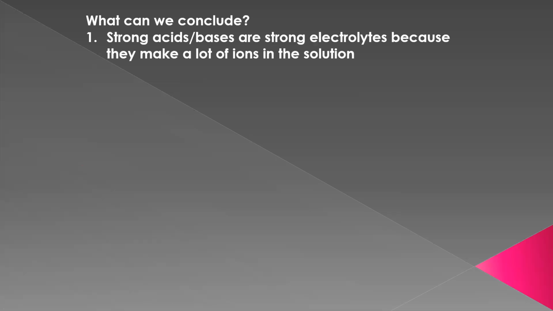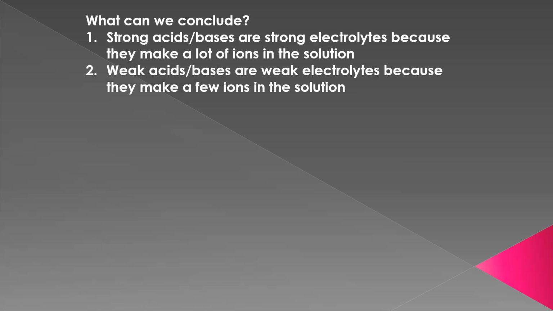Now we're going to make a conclusion for weak acids and weak bases. If strong acids and strong bases make a lot of ions in a solution, guess what weak acids and weak bases do? Yeah. Weak acids and weak bases are weak electrolytes because they only make a few ions in the solution. Again, they will dissolve. We're not putting that up for debate. But when they are placed into water, weak acids, weak bases only ionize a little bit.